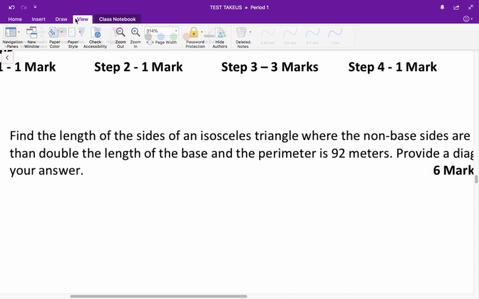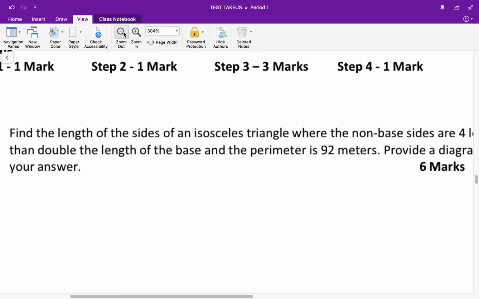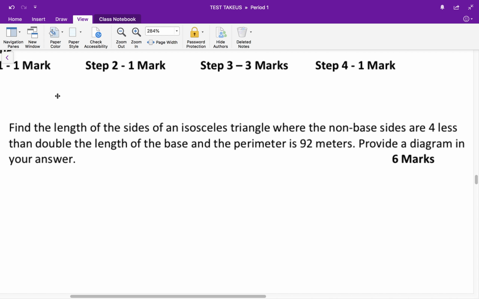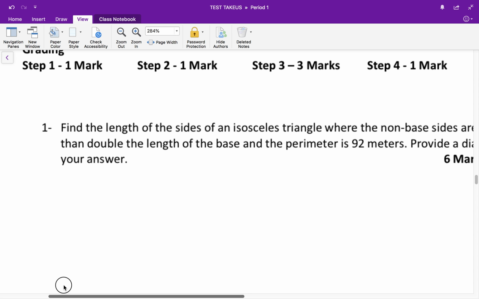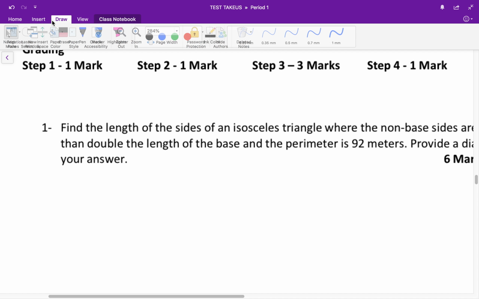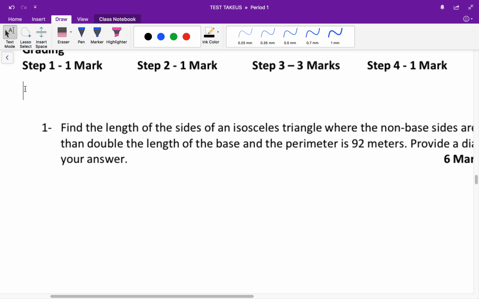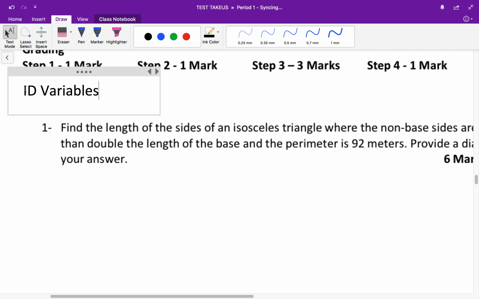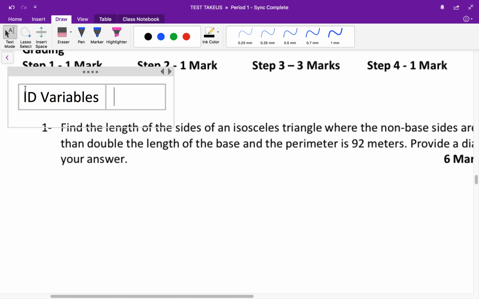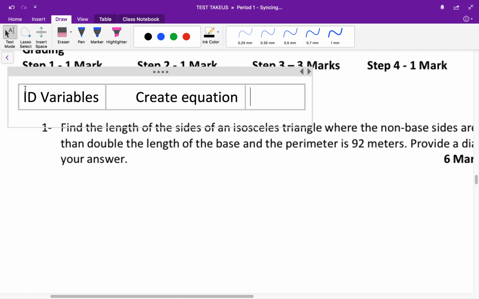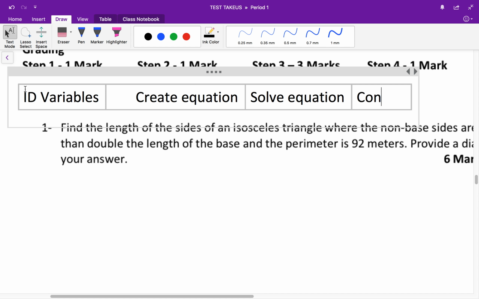Alright, let me try to zoom out here. Zoom out just a touch. So here we go. So we have 4 steps here, right? There's my draw. Step 1 is ID variables. Step 2 is to create equation. Step 3, solve equation. Step 4 is including sentence.